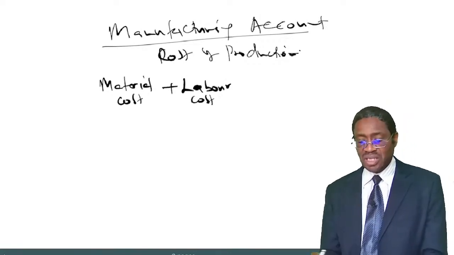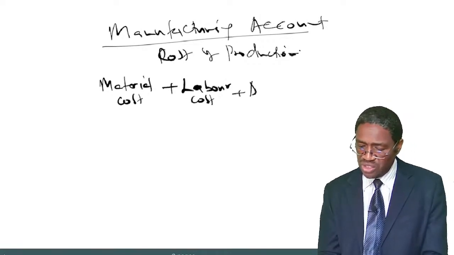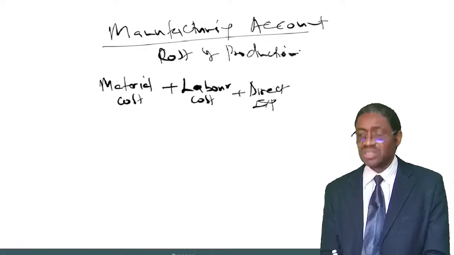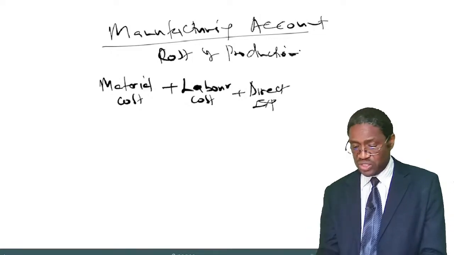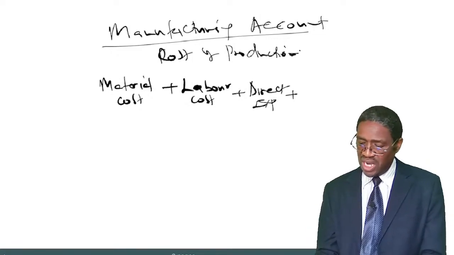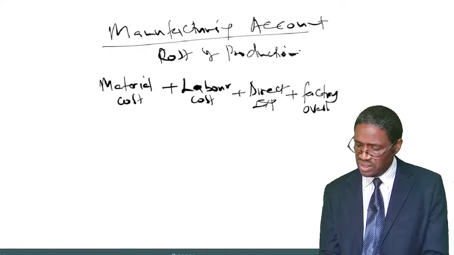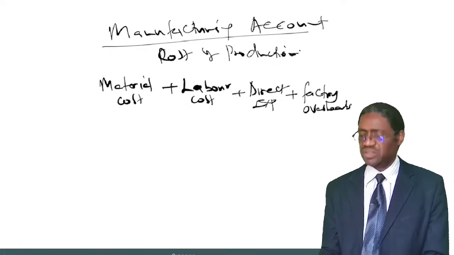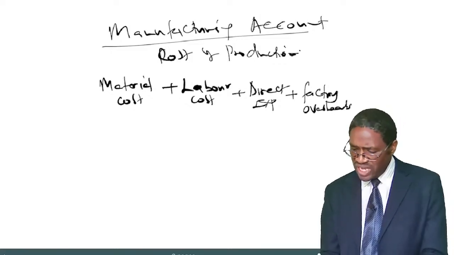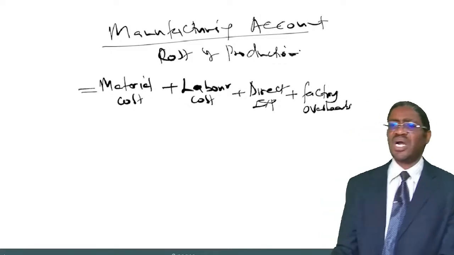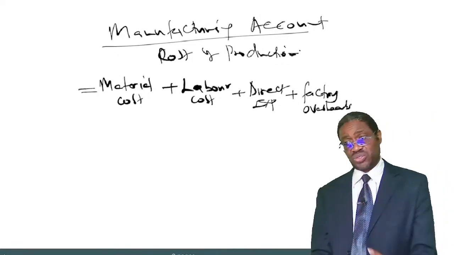Okay, listen. Add how much it cost you for direct expenses. All of them, add all the expenses. Then you add what we call other factory overheads. Good. Whatever you get now, that will become the production cost.